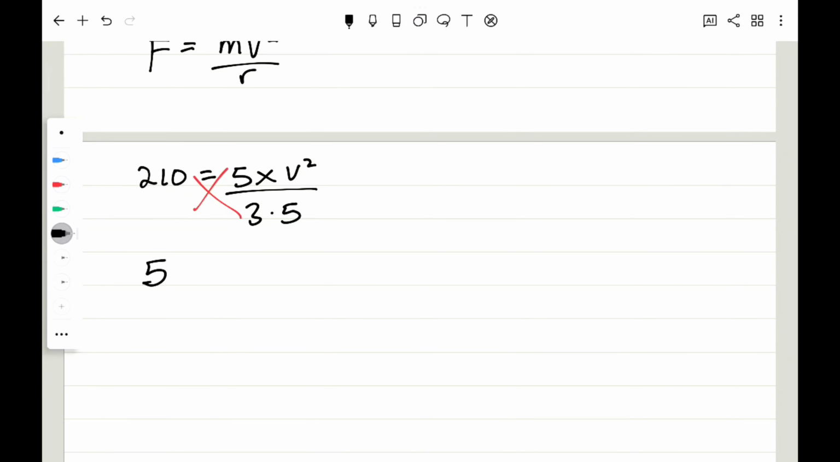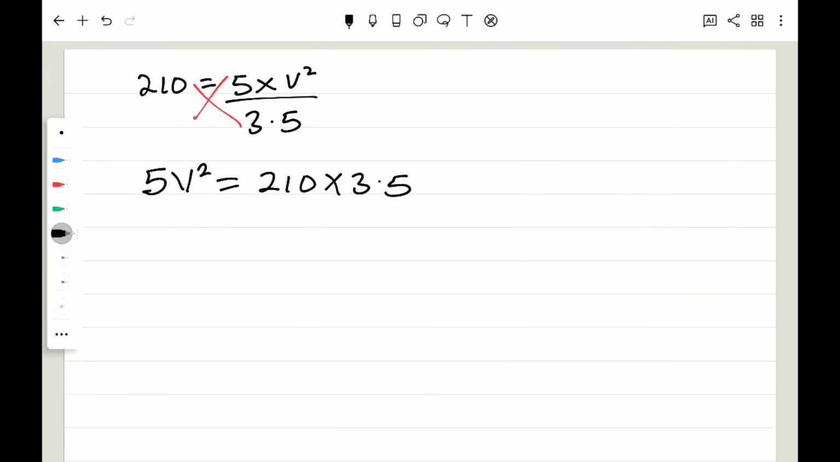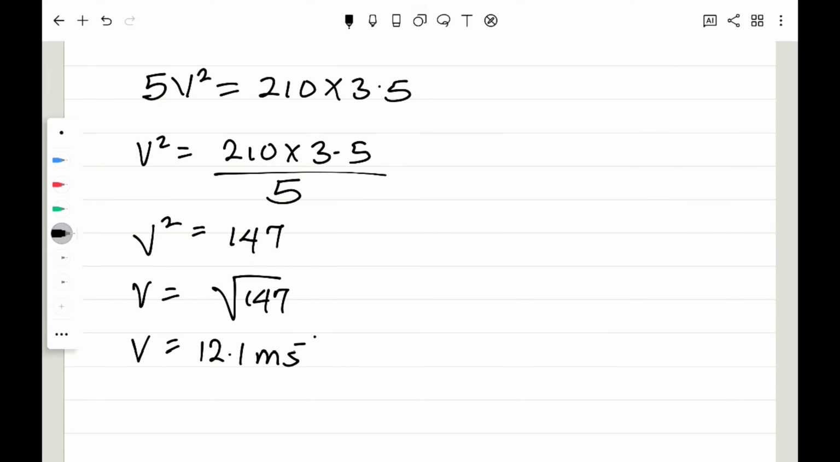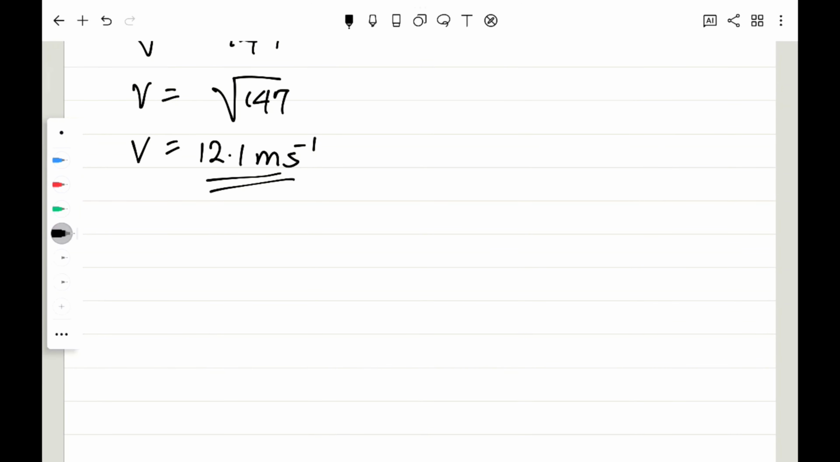Cross multiplying, so that I have 5V squared is equal to 210 times 3.5. Divide through by 5 so that V squared is equal to 210 times 3.5 divided by 5. So that V squared is equal to 147. So take the square root of both sides so that V is equal to the square root of 147. And our answer is 12.1 meters per second. So this gives you a final answer. I hope you are here.